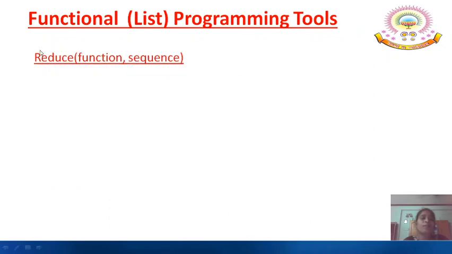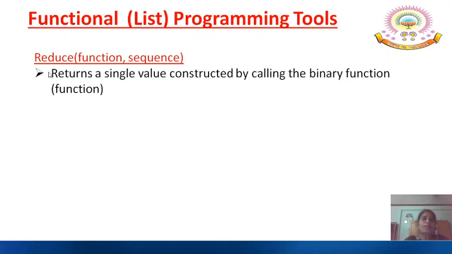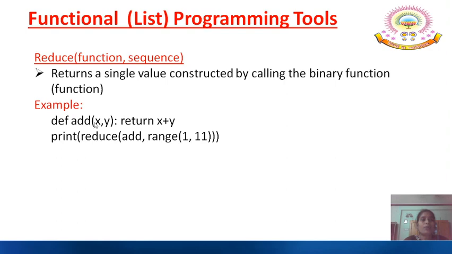Now the third functional tool is reduce. This is also taking a function and a sequence. What it is doing is returning a single value constructed by calling the function. Now see this one: def add(x, y), return x plus y. Now you are sending 1 comma 11. So first time it is taking 0 plus 1, it is added. Then 1 plus 2 is added. So how is it working?